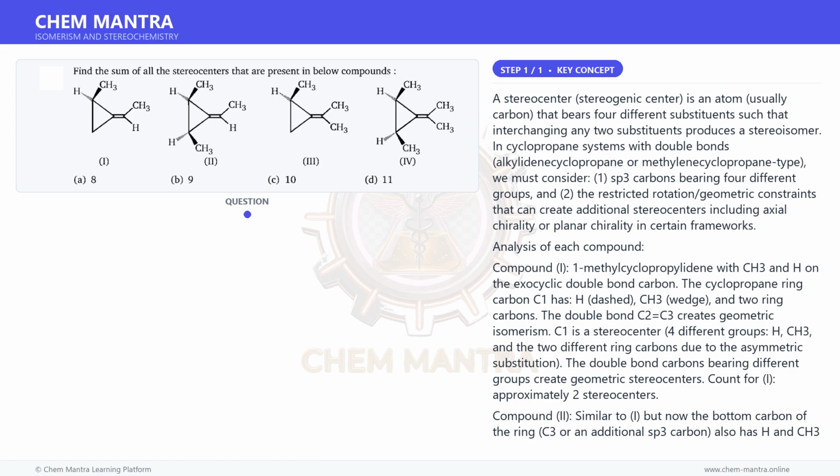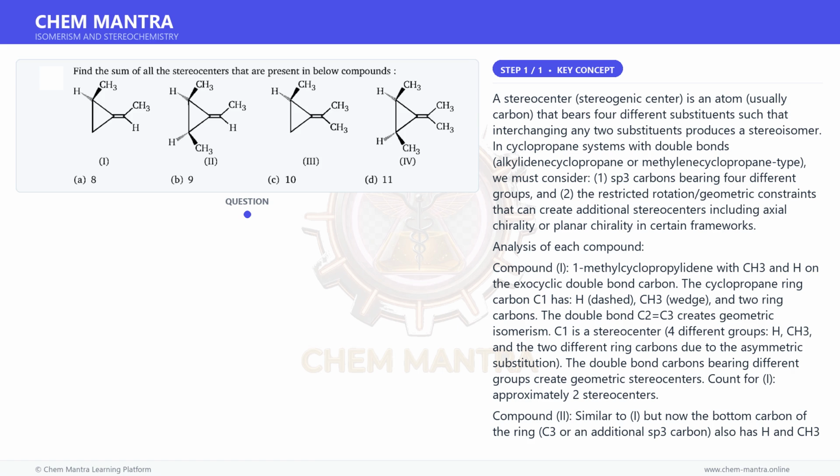Compound 4 combines the features of 2 and 3. C1 has H, CH3, the exocyclic carbon has 2 CH3 groups, and the lower ring carbon has H, CH3 defined. Count for 4 approximately 3 stereocenters.